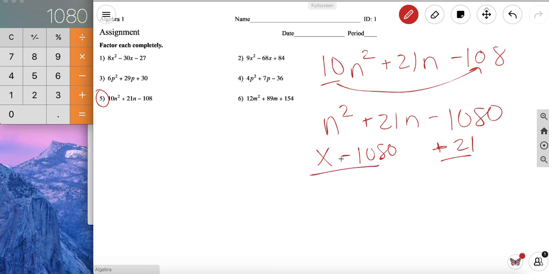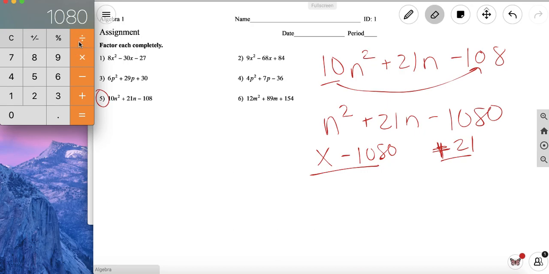Okay, that means that if we want something to multiply to get me a negative, but then add to get me a positive, that means that one of my numbers has to be negative and one of my numbers has to be positive. So just keep that in mind when we're doing our test. Okay, so 1080. We start trying to do anything we could possibly do.